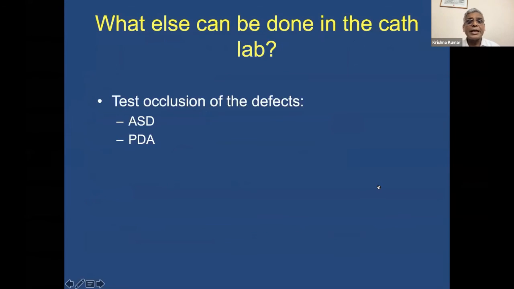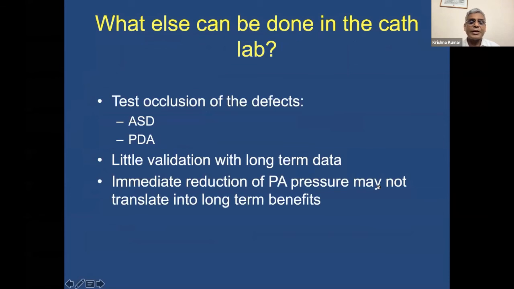What else can be done in the cath lab? You can do test occlusion. There is little validation of long-term data with that, but with PDA a greater than 50% reduction in aortic systolic pressure would suggest that you can perhaps get a good long-term result by closing the PDA.